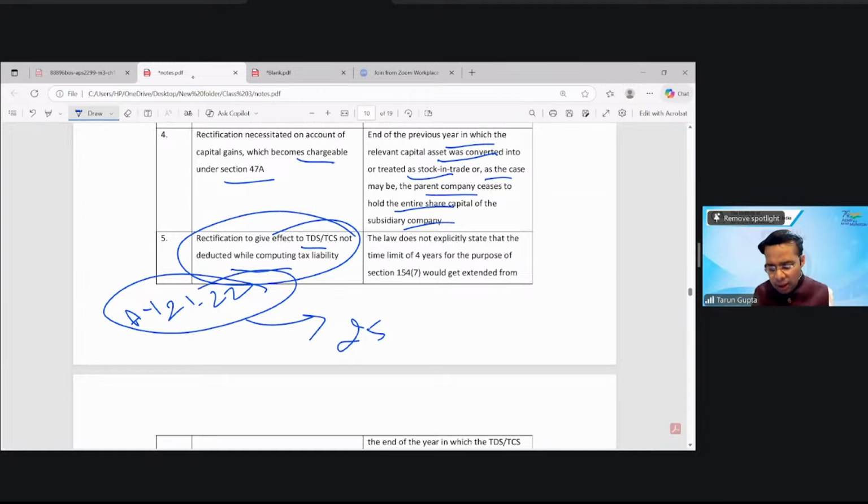No need to separately state it under section 155. So as per ICAI, the second view seems more logical, and the period of 4 years should be reckoned from the end of the financial year in which the assessee has been issued a TDS certificate. So if I am issued a TDS certificate in 25, the 4-year period shall be reckoned from this date. You are with me?